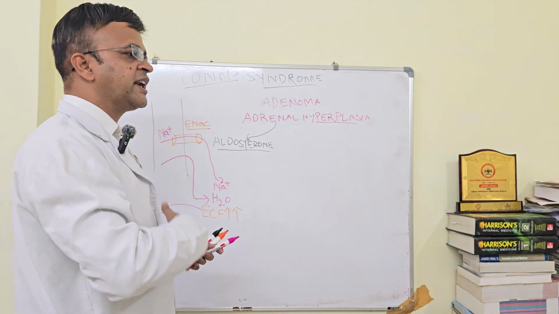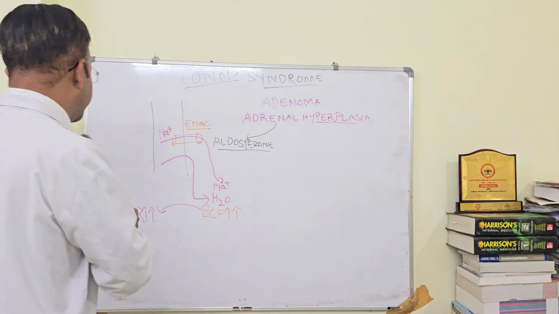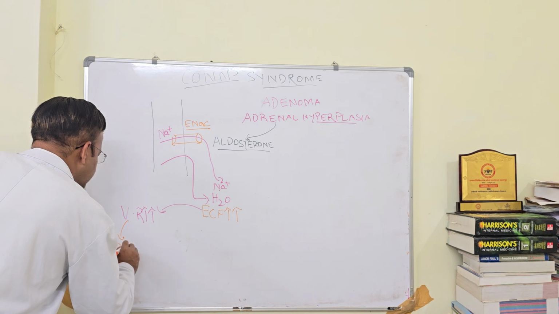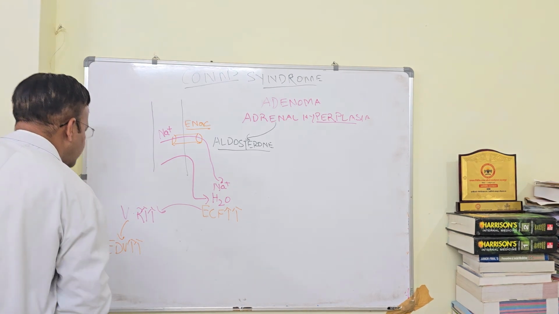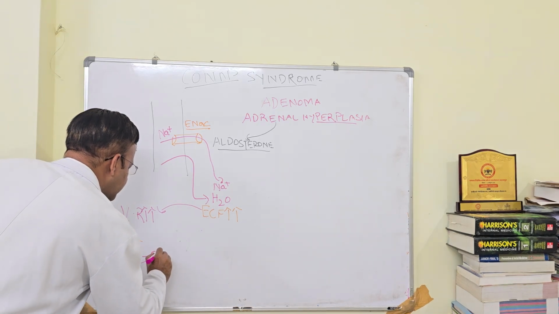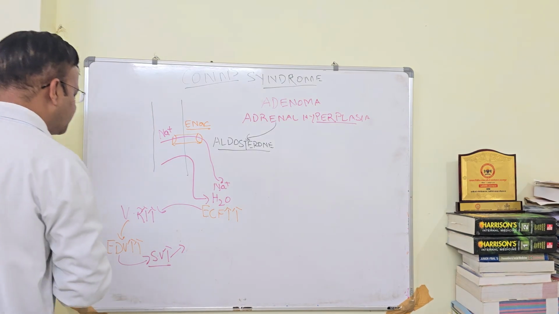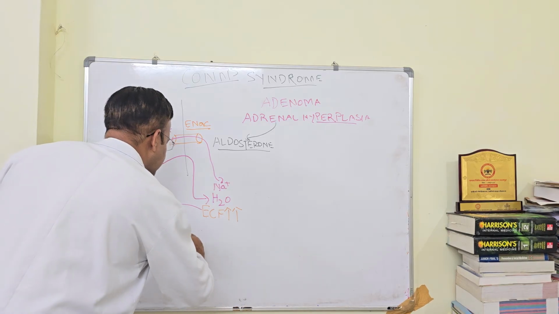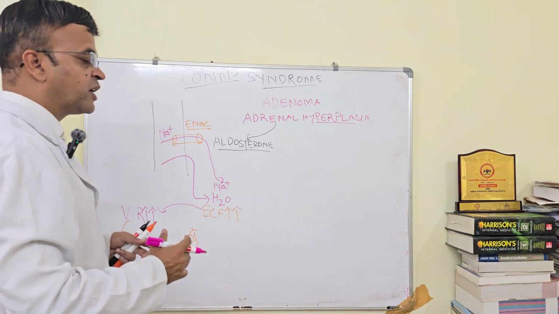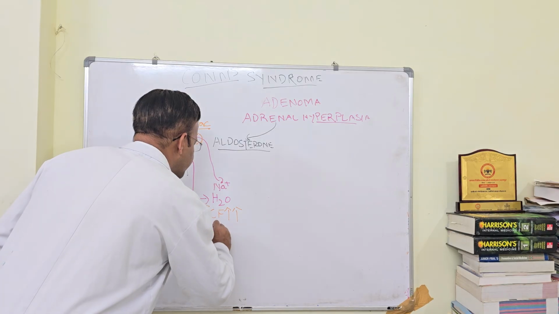If venous return increases, what will happen to end diastolic volume inside the heart? It will increase. If end diastolic volume increases, what will happen to stroke volume? It will increase. And if stroke volume increases, what will happen to cardiac output? It will also increase. And if cardiac output increases, what will happen to blood pressure? It will also increase. So what we ultimately get is hypertension.